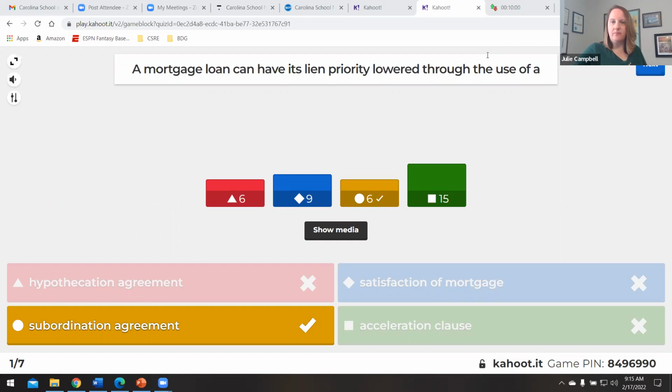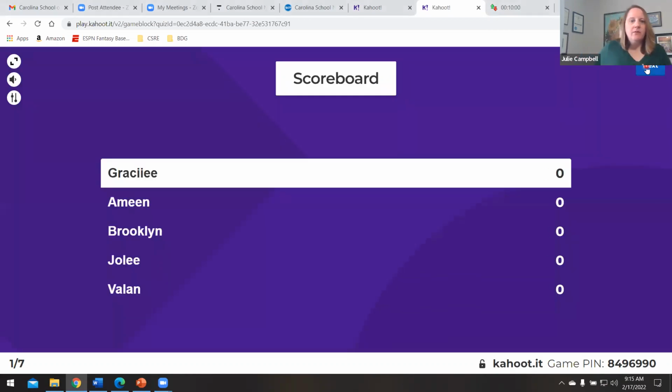Let's see what we got. Gracie got it right first. Amin, Brooklyn, Jolie, and Valen. Top five out the gate.